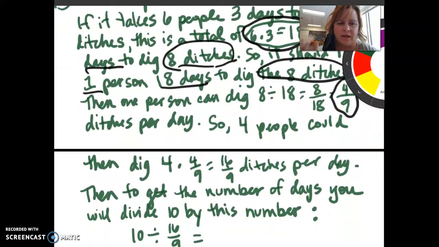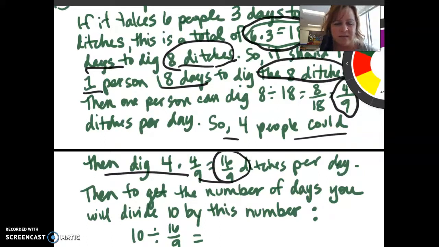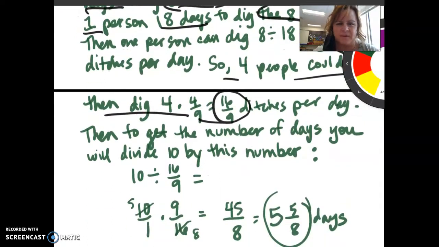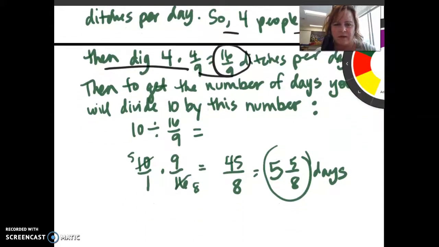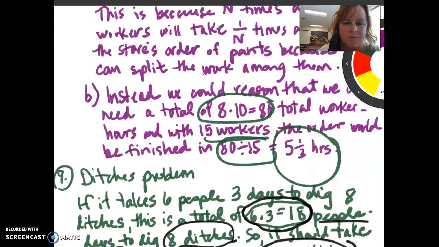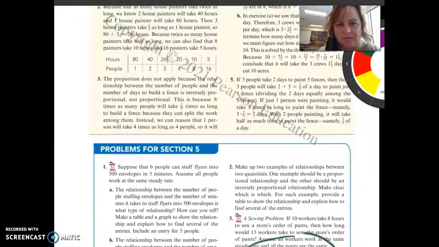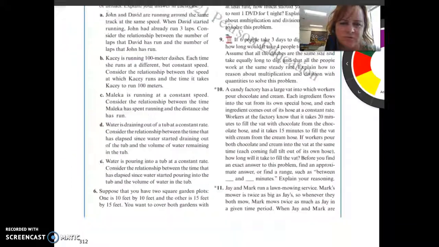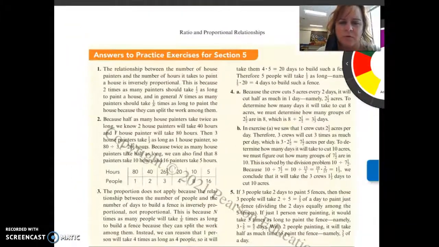And so then to figure out how many 4 people could do, we're going to do 4 times 4/9, right? So 4 people could then dig 4 times 4/9 or 16/9 ditches every day. And so to figure out the number of days, then we're going to divide 10 by that number. So 10 divided by 16/9 is 10 times 9/16, which is 45/8, which is the same as 5 5/8 days. So I'm hoping that that's what you got too in that answer. These are not the only ways that you could do it. You could have drawn some pictures to help you reason through that, but I hope that helped, and thanks for listening.